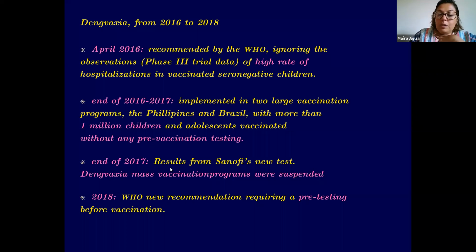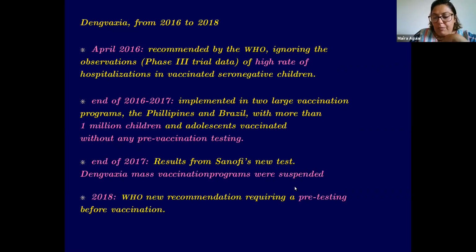So by the end of 2017, we managed to publish our results, and Sanofi then started to perform a new test on those participating in the trials. And they observed that, in fact, seronegative individuals were developing the severe disease in comparison to those seropositive.